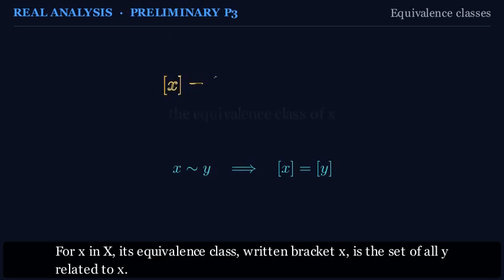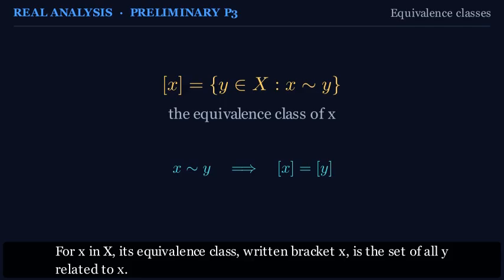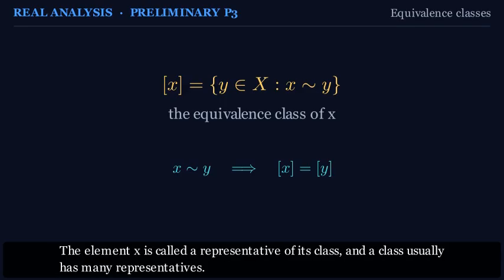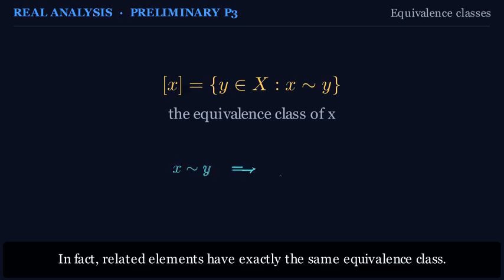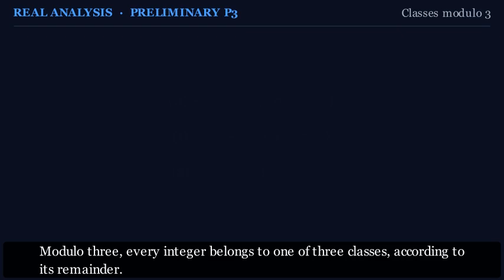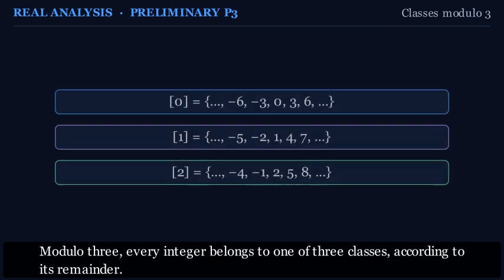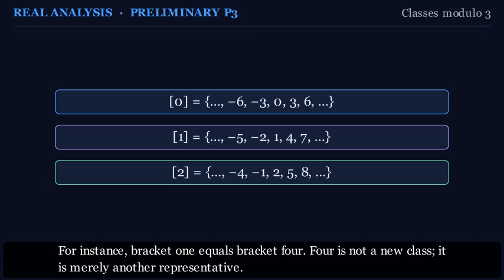For X in X, its equivalence class, written bracket X, is the set of all Y related to X. The element X is called a representative of its class, and a class usually has many representatives. In fact, related elements have exactly the same equivalence class. Modulo 3, every integer belongs to one of three classes, according to its remainder. For instance, bracket 1 equals bracket 4. 4 is not a new class. It is merely another representative.